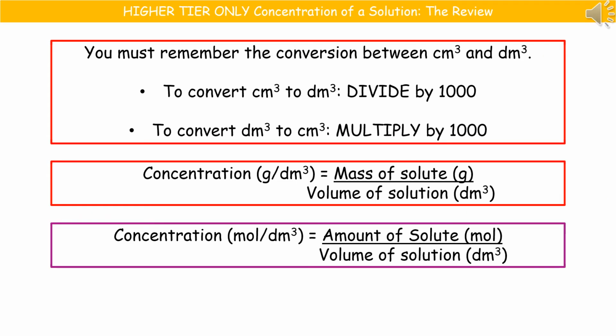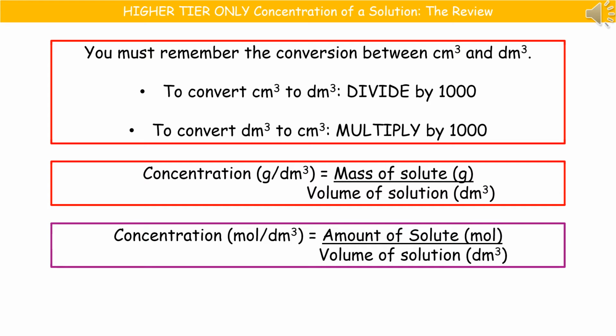The last calculation we need to know is about concentration. So it's only for the higher tier on combined science. And what we need to do, first of all, is remember to convert between centimetres cubed, which they're probably going to give you in the question, to decimetres cubed. So to convert centimetres cubed to decimetres cubed, we just divide by 1000. And make sure you do that because any volumes need to be in dm cubed.